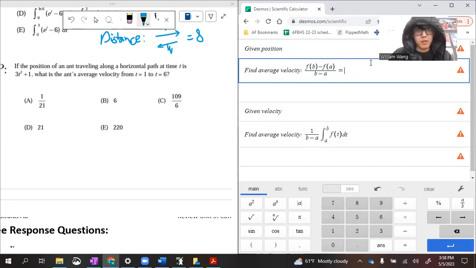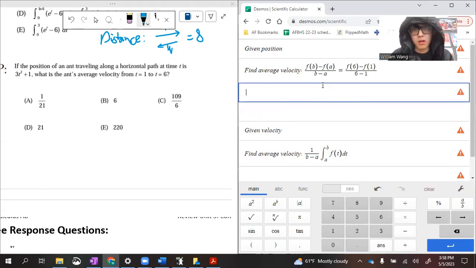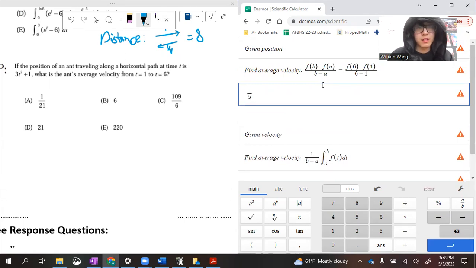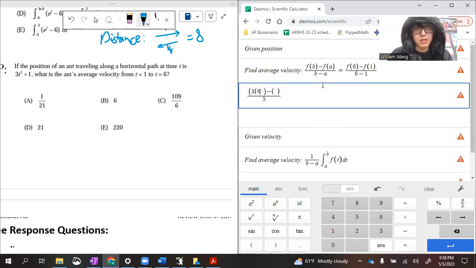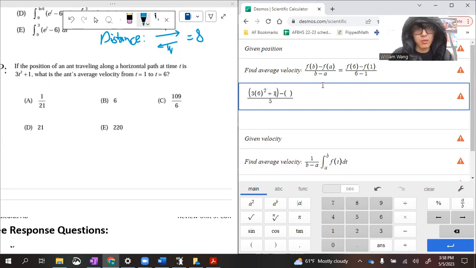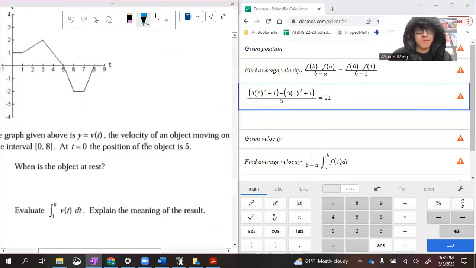All right, so that is basically from 6 to 1, so 6 minus 1. So that's f of 6 minus f of 1, over 5. F of 6 is going to be 3 times 6 squared plus 1 minus 3 times 1 squared plus 1. That's equal to 21, it looks like. So my answer choice is D. All right, hopefully that makes sense.